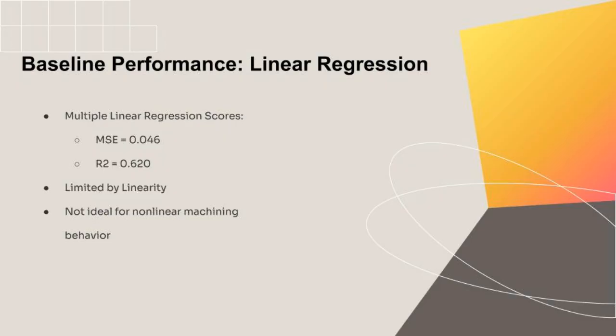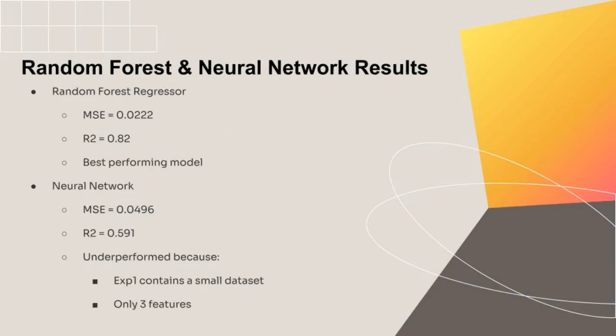It captures the general trend between the machining parameters and RA, but only as a straight line relationship. Since machining behavior is nonlinear, this model can't fully capture all patterns in the data. It's a good baseline to compare to more complex models. So now onto the random forest and neural network results.